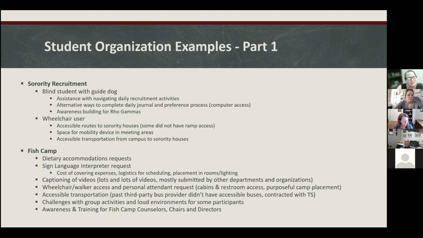I think the first year that they did it, they sent people up on a different bus, which was not very inclusive. It was what they had to do reactively at that point because the bus company they had did not have an accessible bus. So, kind of working through some of those situations.